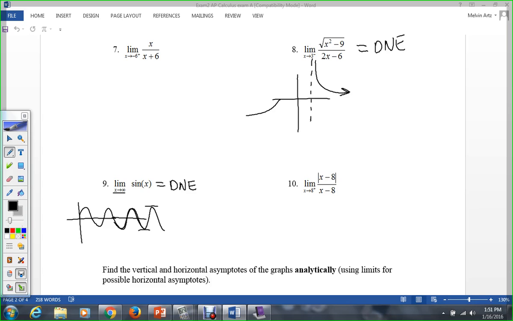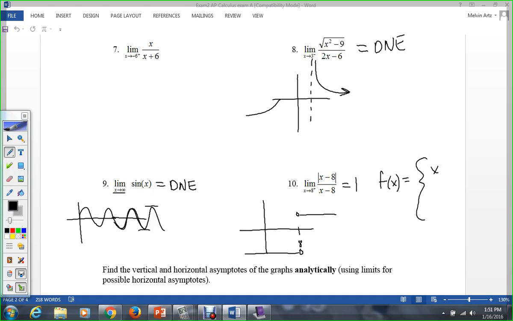Number 10, we have the limit of the absolute value of x minus 8 divided by x minus 8. If we looked at this graph at 8, we would see that the graph looks something like this. So if we looked at this graphically, we could say, well, this limit is looking for the value as x approaches 8 from the right, which would be +1. So this said we could do it any way we wanted.